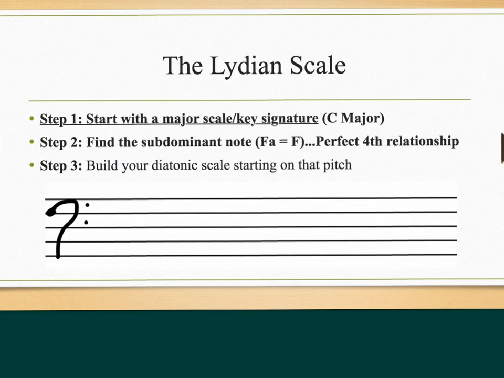No flats, no sharps would be the key signature for C major. Go up a perfect fourth from Do to Fa. Start on Fa, which is F. Build the diatonic scale. And we have the Lydian scale. In this case, F Lydian.